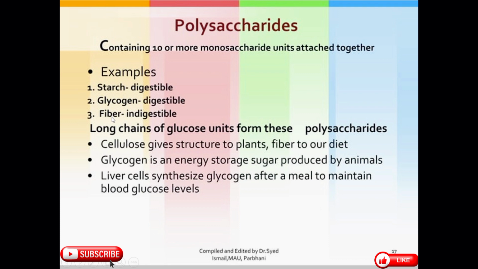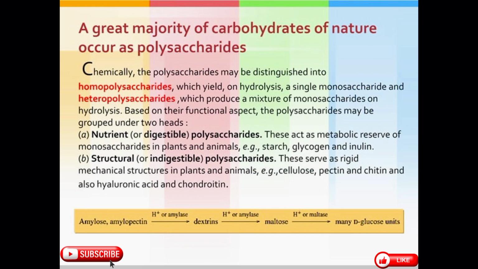Here the fiber is indigestible while the starch and glycogen are digestible. So long chains of glucose units form the polysaccharides. Cellulose gives structure to plants, fiber to our diet. Glycogen is an energy storage sugar produced by animals. Liver cells synthesize glycogen after a meal to maintain blood glucose level. A great majority of carbohydrates in nature occur as polysaccharides.